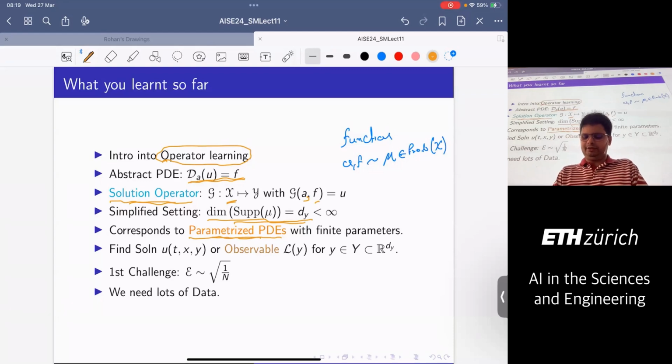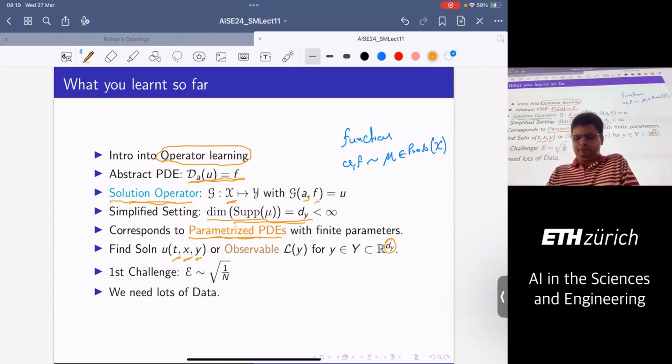So in that case, the problem is a finite dimensional one because you have three types of inputs. You have the temporal coordinate t, the spatial coordinate x, and the parametric coordinate y. And the important thing here is that this dy can be large, right? But it's finite. So I keep on repeating that.